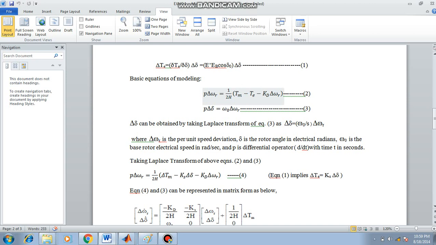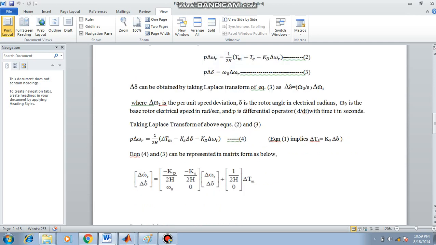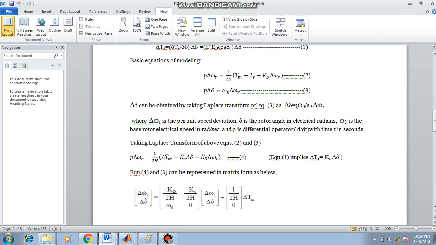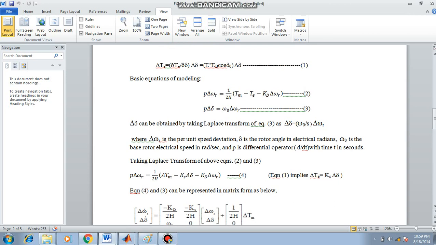So P into delta omega. What is P? P is nothing but the differential operator d by dt. So d by dt of delta omega r is equal to 1 by 2H into Tm minus Te minus Kd into delta omega. Similarly, we are getting two equations. Then with these equations, they can be written in the matrix format also, equation 4 and then 3.